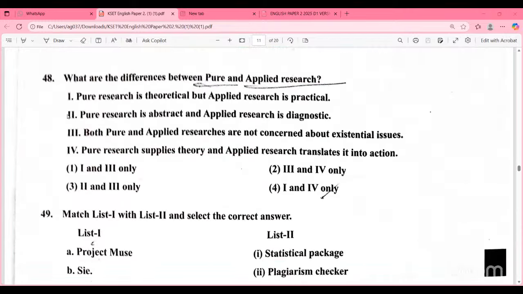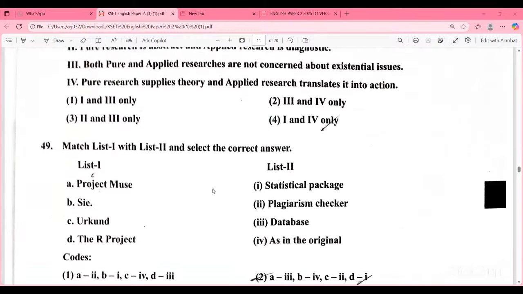All right. What are the differences between pure and applied research? The answer will be only 1 and 4. Pure research is theoretical, but applied research is practical. And pure research supplies theory, and applied research translates it into action. So option 1 and 4 only. This is the right answer.